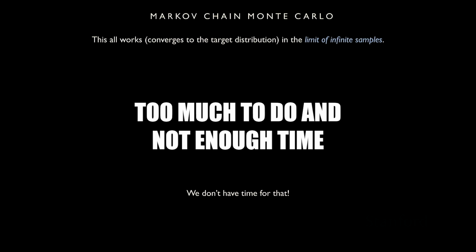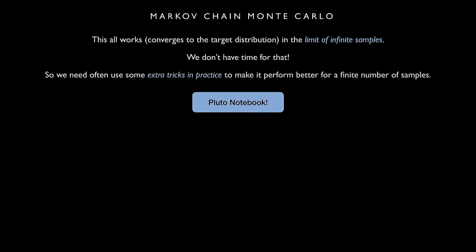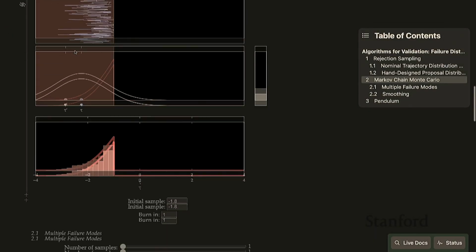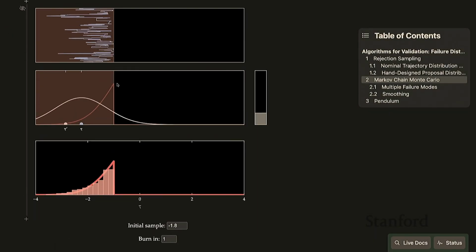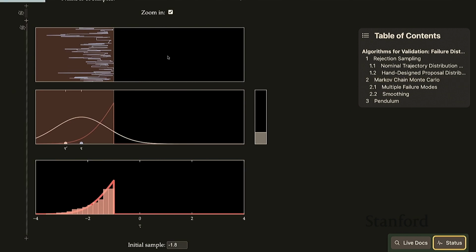And so there's a lot of heuristics and things people use in practice, because no matter what kernel you use, it's going to converge to the thing you want in the limit of infinite samples, but we don't really want to try to draw infinite samples, and so we need to do some things to make this work more efficiently or perform better when we don't have that. So we deploy these extra tricks in practice to make it perform better. Let me go back to this Pluto notebook to explain what I'm saying. Here we're actually going to get back to talking about the initial sample that we start with. Here we started with an initial sample that's in the failure region. Let me zoom this back in again.